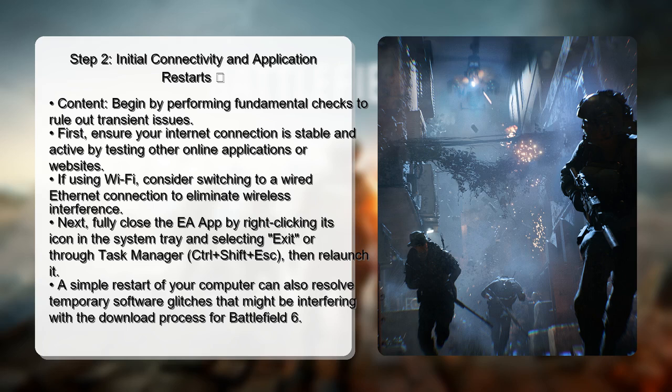Step two: initial connectivity and application restarts. Begin by performing fundamental checks to rule out transient issues. First, ensure your internet connection is stable and active by testing other online applications or websites. If using Wi-Fi, consider switching to a wired Ethernet connection to eliminate wireless interference. Next, fully close the app by right-clicking its icon in the system tray and selecting Exit or through Task Manager, then relaunch it. A simple restart of your computer can also resolve temporary software glitches that might be interfering with the download process for Battlefield.